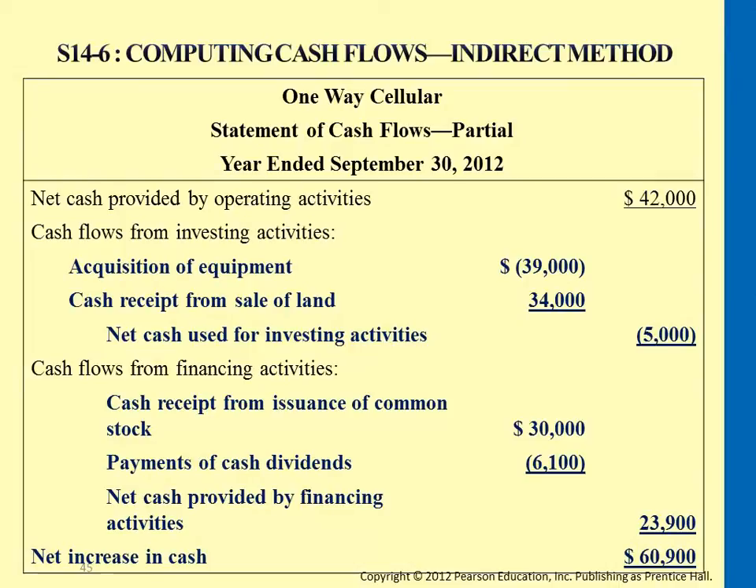So overall net increase in cash is $60,900, and then after this, usually there will be one line of last year's cash balance, added to $60,900, that will give you this year's cash balance. Okay, so this usually is not the end of the cash flow statement. This is just the overall effect.